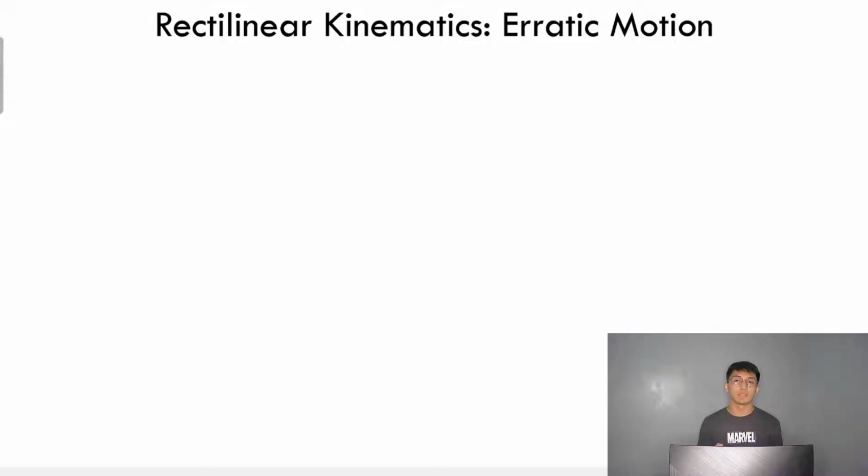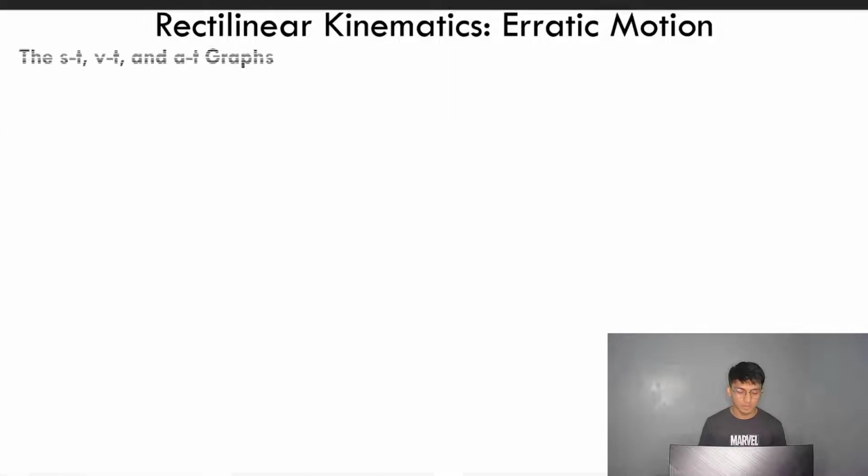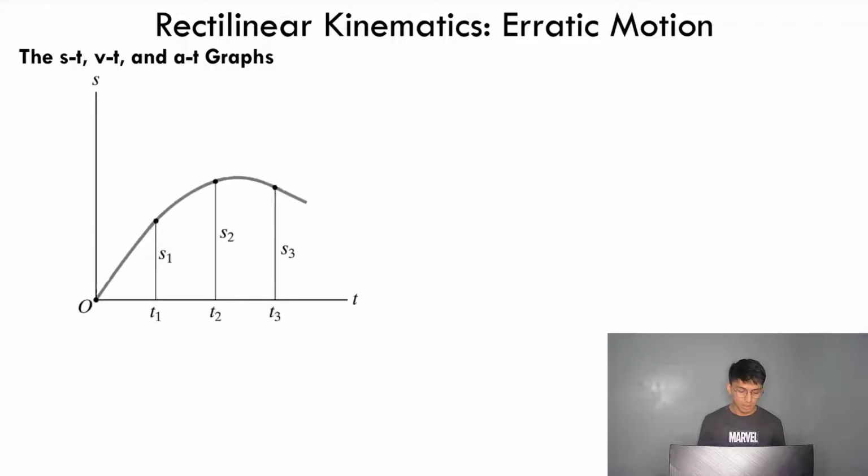How do we create the different types of graphs when it comes to erratic motion? Let's start with the ST, VT, and AT graphs. Here's an example of an ST graph. This is S, the position, and the time is on the horizontal axis. This is the ST graph. We can see these points here, or this slope, and this slope.